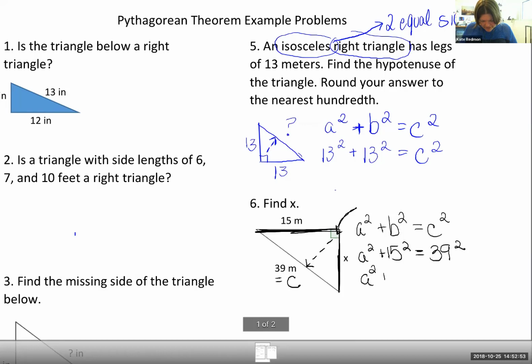So I won't touch my a squared. I won't touch my plus, but I will simplify 15 squared. And that's 225. And of course, if you didn't have that memorized, you could type 15 squared into your TI. Your TI will simplify for you. And I don't know 39 squared, so I'll do that. I'll type 39 in the x squared button in my TI, and I get 1521.